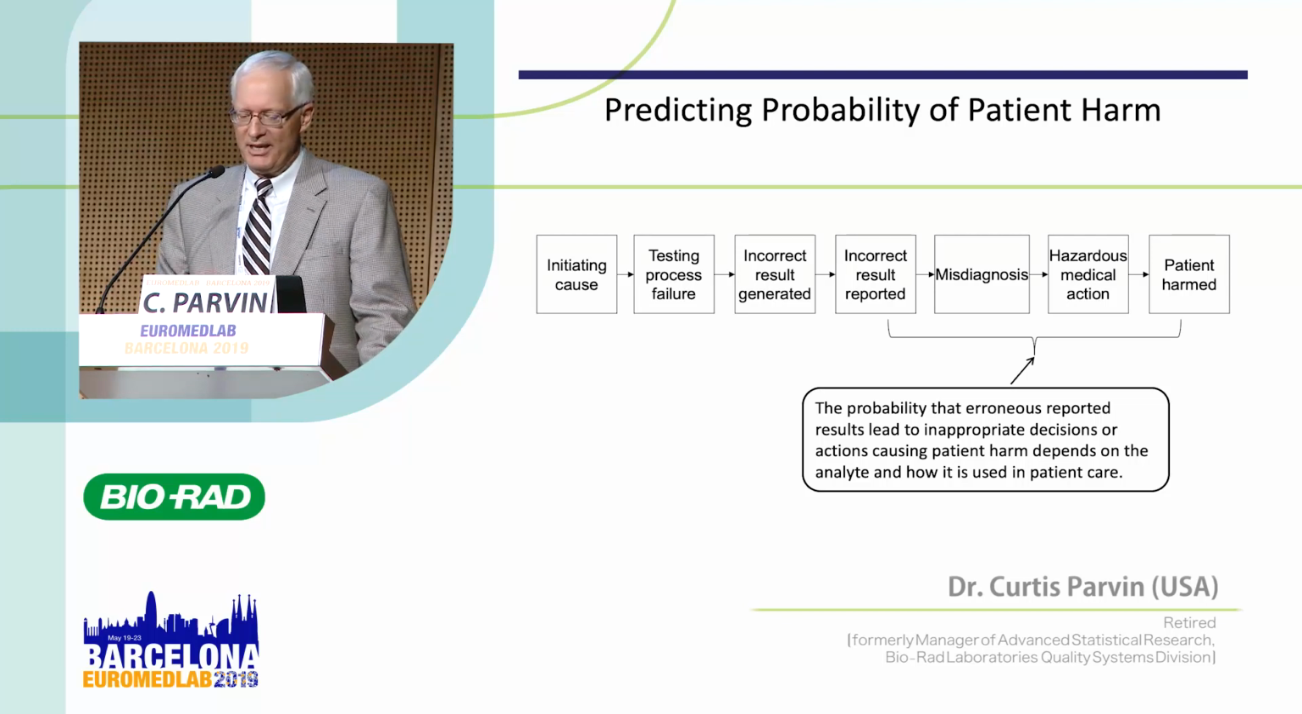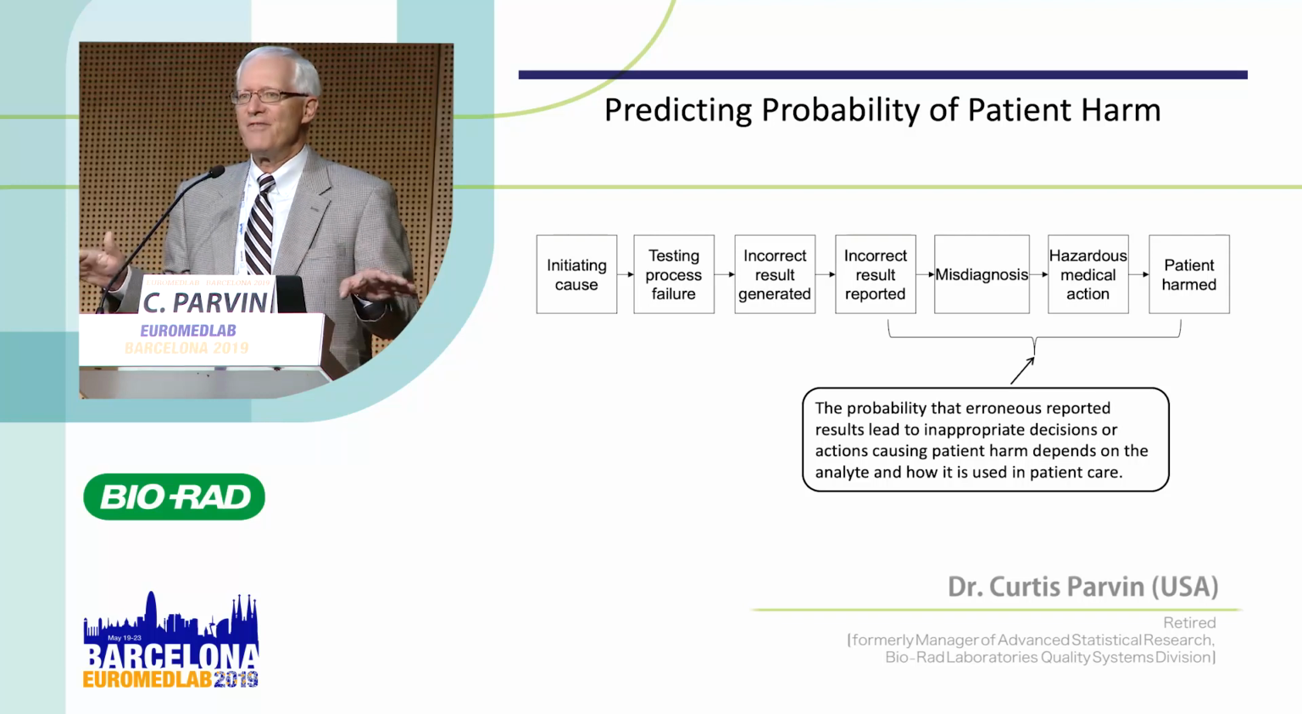Now, I want to emphasize that here we're only thinking about what is the likelihood that an erroneous result leads to an inappropriate decision or action, independent of the severity of harm to the patient from that action. They're separate concepts, okay?